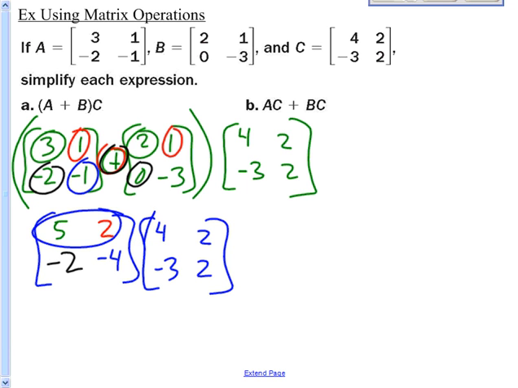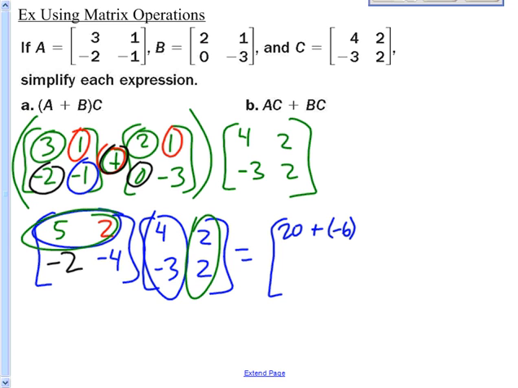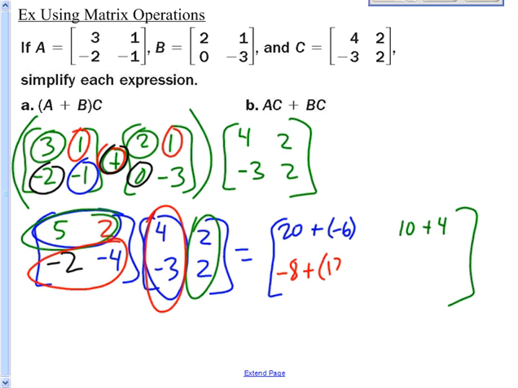Okay, so first row, first column, 5 times 4, 20, plus 2 times negative 3. First row, second column, 5 times 2, 10, plus 2 times 2, 4. Second row, first column, negative 2 times 4, negative 8, plus negative 4 times negative 3, 12. And finally, second row, second column, negative 2 times 2, negative 4, plus negative 4 times 2, negative 8.